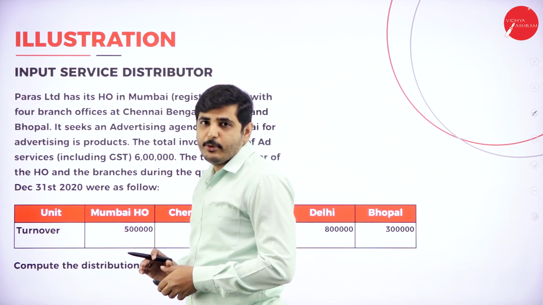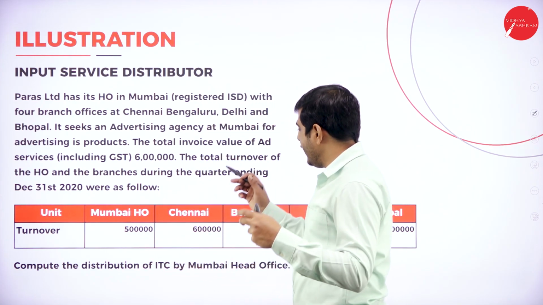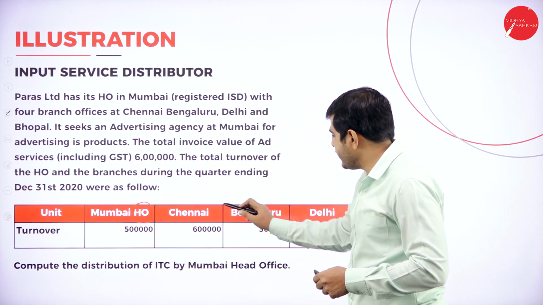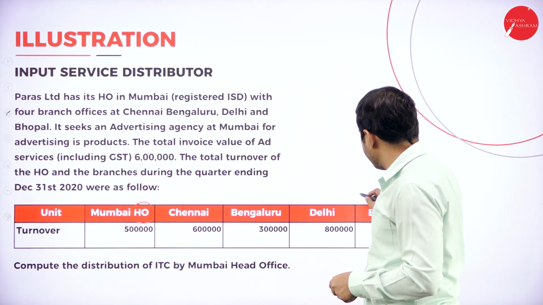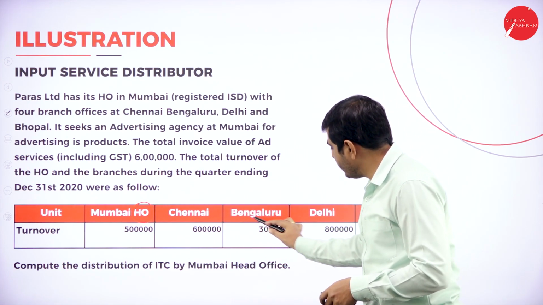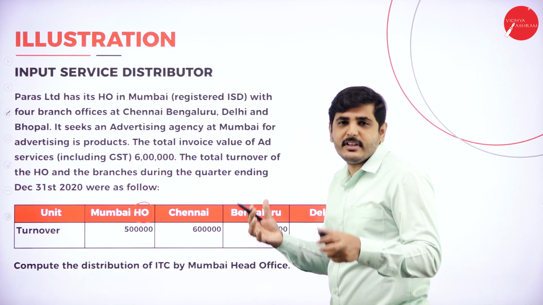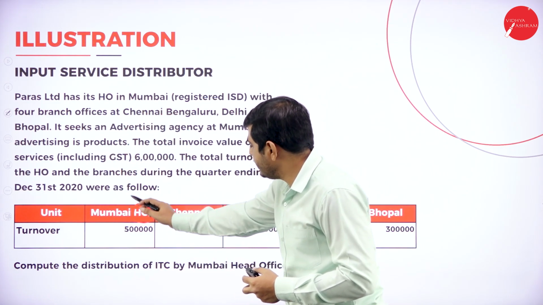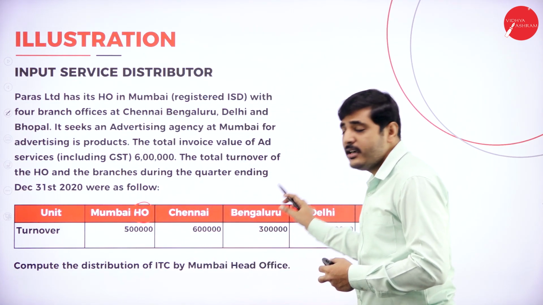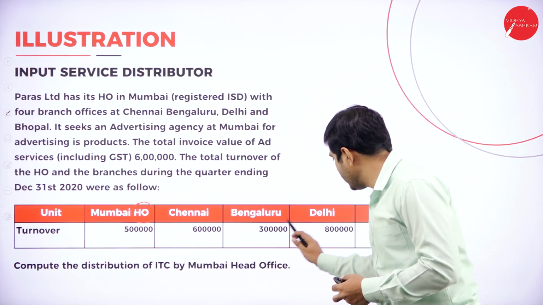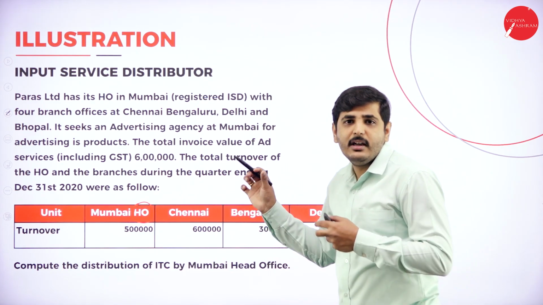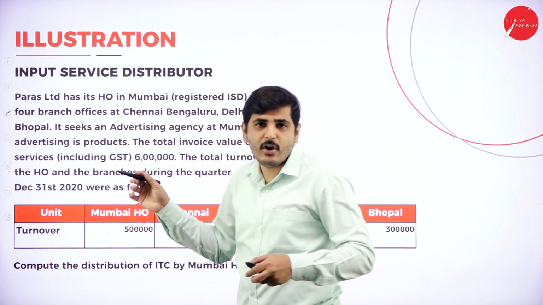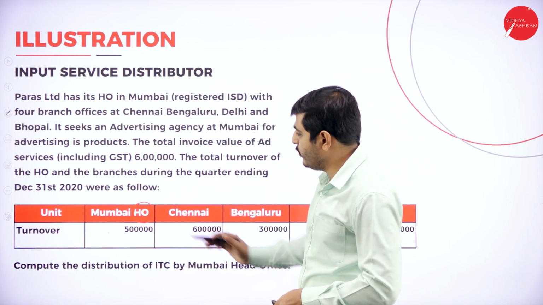Input service distributor. Input service distributor means it is a head office. Here the other branches, Chennai branch, Bangalore branch, Delhi branch and Bhopal branch, on the basis of turnover, whatever input service or input tax credit is available from the tax authority, that credit this head office has to distribute to all the other branch offices. On the basis of turnover we have to distribute the ITC to all branches. That's why this head office is called an input service distributor.